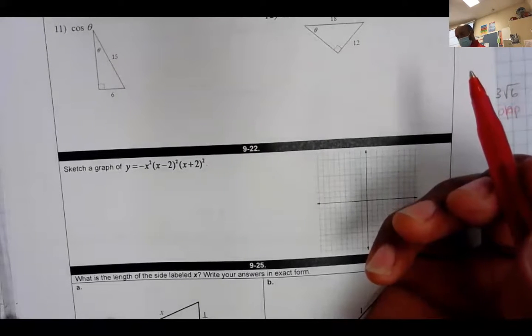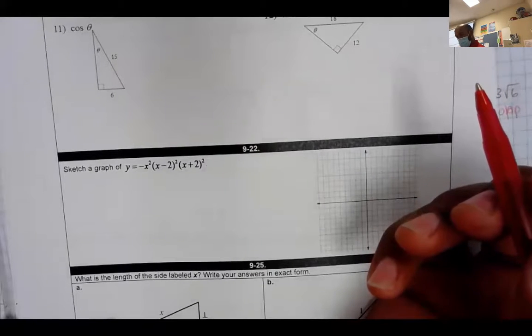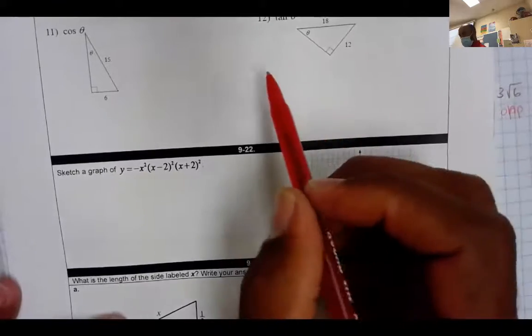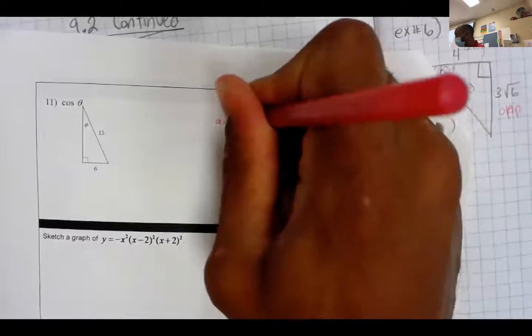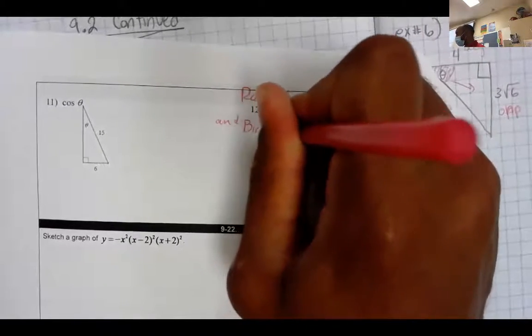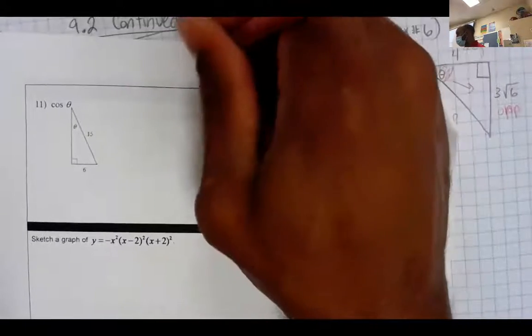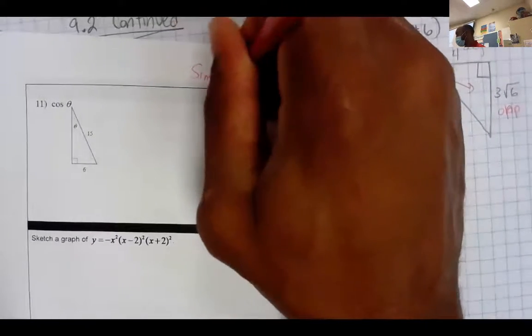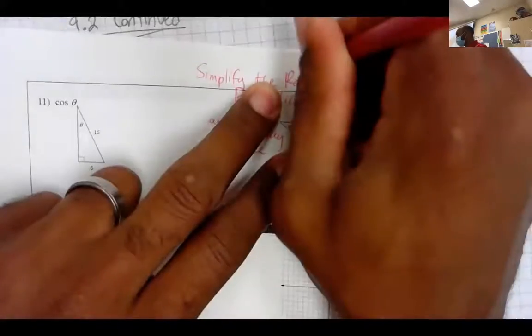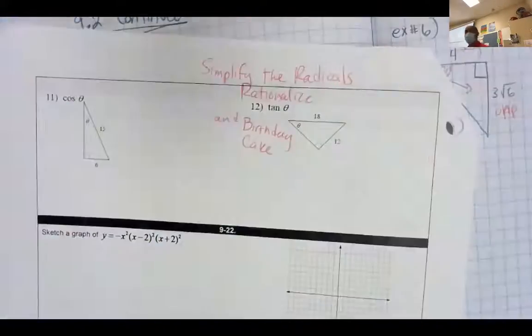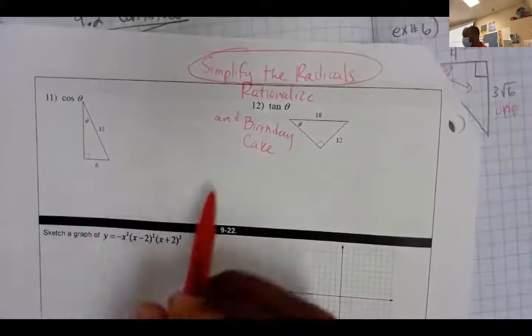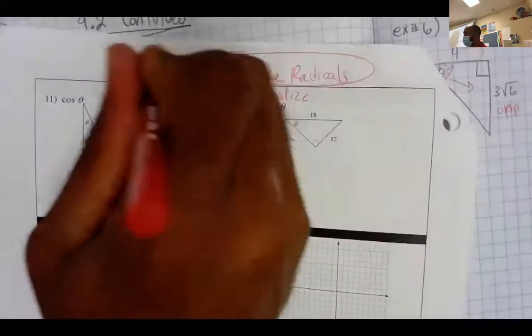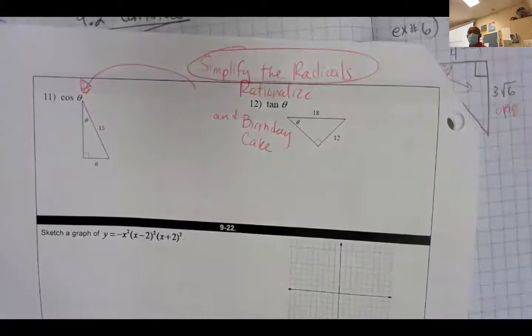Okay, so this one is going to involve some rationalizing as well. Rationalize and birthday cake. So simplify the radicals. Okay, so both of these will have, actually both this one as well. That one's also going to have some birthday cake.